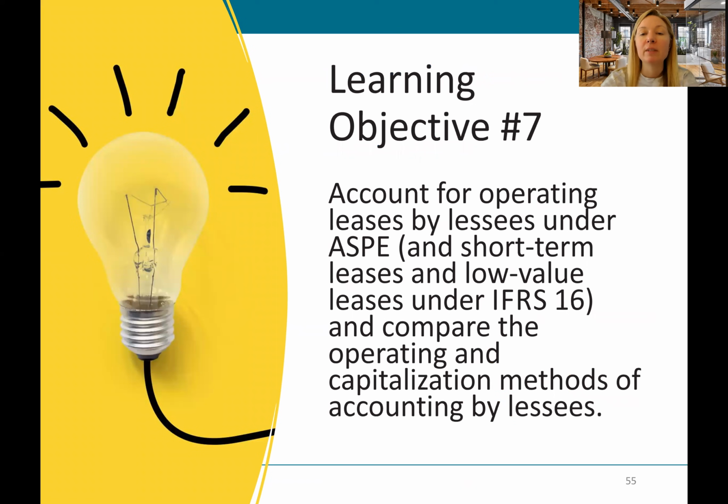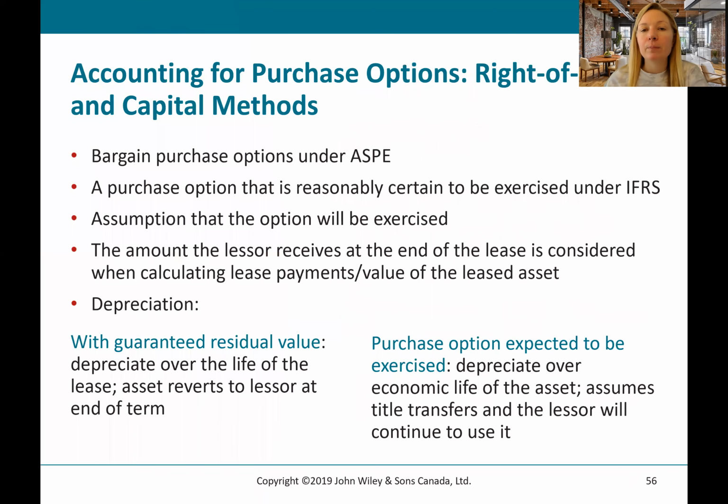Okay, learning objective number 7. Account for operating leases by lessees under ASPE and short-term leases and low-value leases under IFRS 16, and compare operating and capitalization methods of accounting. So here we're talking about operating leases. Now, ASPE definitely still has this concept of operating leases, and under IFRS, we only use operating leases if it's either less than a 1-year lease or it's considered an immaterial value.